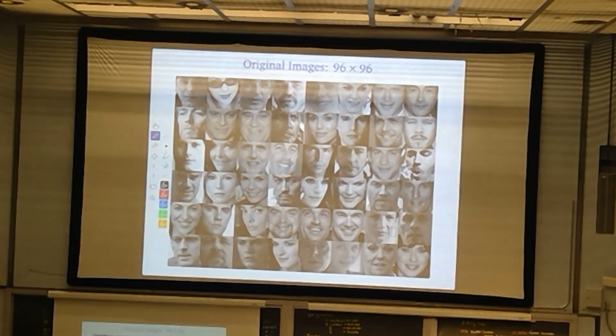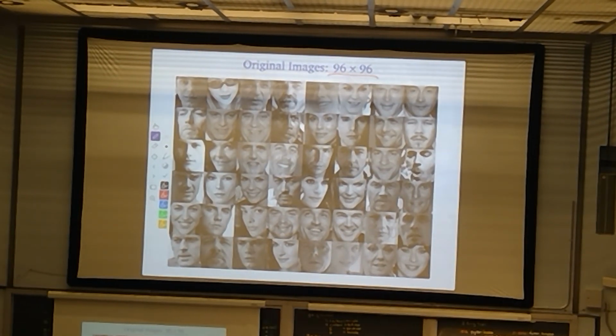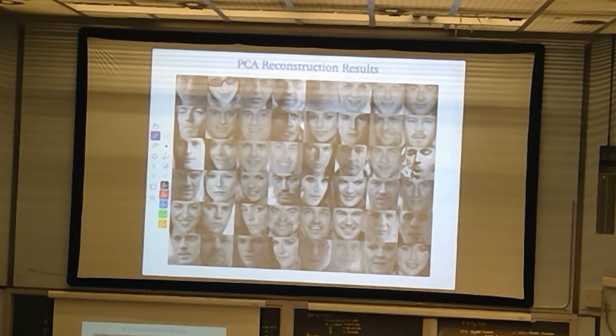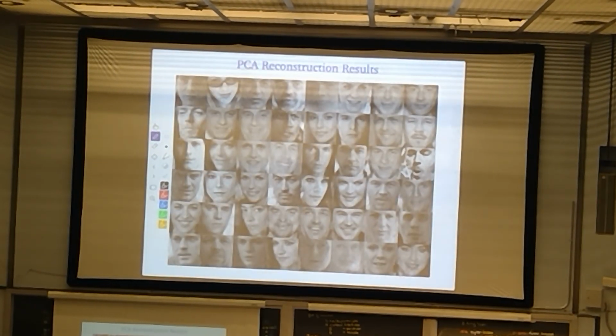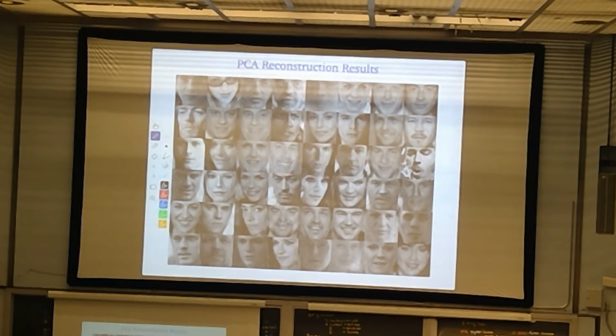Now I have my basis, okay? The original image is close to 100 by 100. These are my originals. What is my reconstruction? These are reconstructions using 100 numbers per image. Okay? It's not as sharp, but it has captured the major variations.